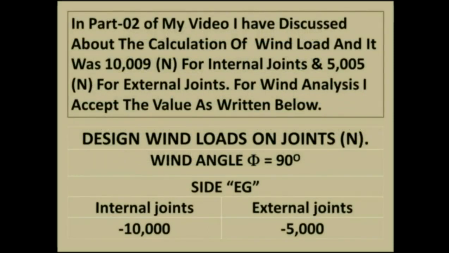In part 2 of my video, I discussed the calculation of wind load, and it was 10,009 Newton for internal joints and 5,005 Newton for external joints. For wind analysis, I accept the values as written below. Design wind load on joint in Newton, wind angle 90 degree, side EG. Internal joint load 10,000 Newton, and external joint it is 5,000 Newton.